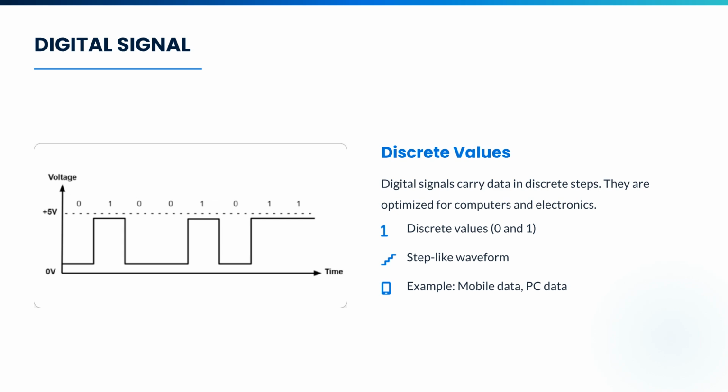Digital signals carry data in discrete steps, optimized for computers and electronics. They utilize discrete values, such as 0 and 1, forming a step-like waveform. Mobile and PC data are common examples of digital signals.